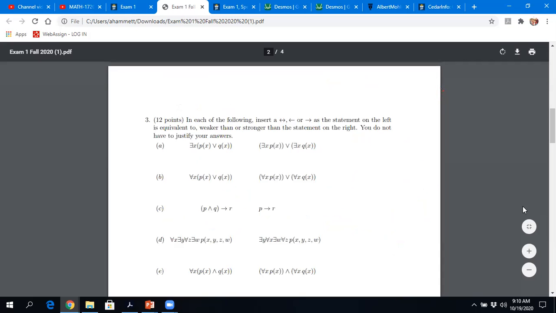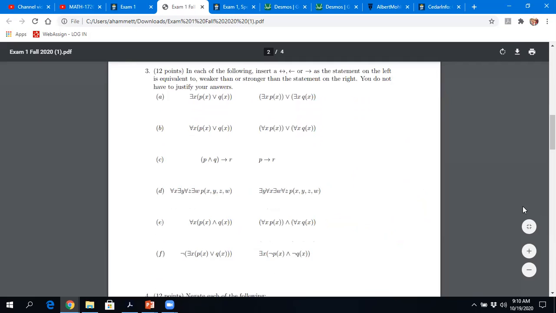Okay. Now, I used equivalent to, weaker than, stronger than. Some of you were like, I don't know what stronger than means. Well, but I gave you the symbols, right? So, equivalent to means if and only if. Weaker than means it is implied by, okay? And stronger than means it implies the thing, okay?